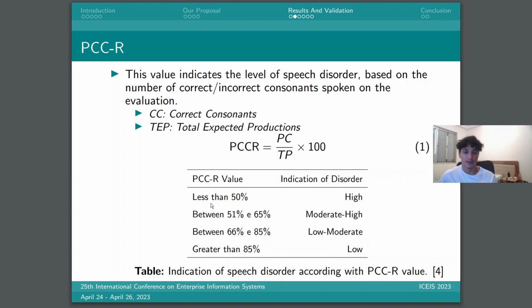if the subject spoke less than 50% of all the phonemes in the evaluation, he must be bad. So the indication of disorder will be high.